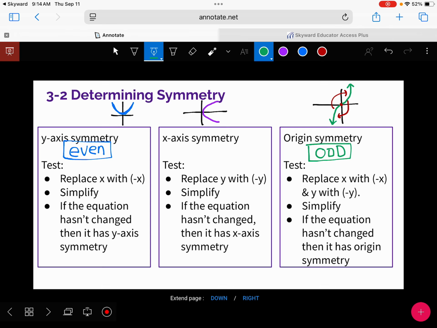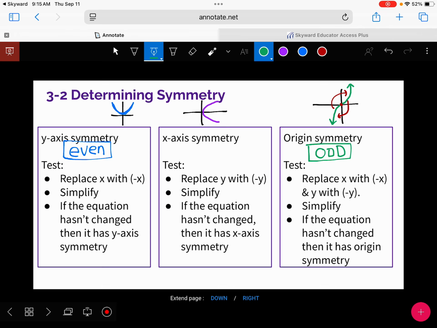Same thing with our x-axis symmetry. But this time, since we're looking at where it's flipping across the x-axis, an x of 2 could give me a y of 4 or a y of negative 4. I could switch that sign. So if I replace y with minus y, then we would have our x-axis symmetry.